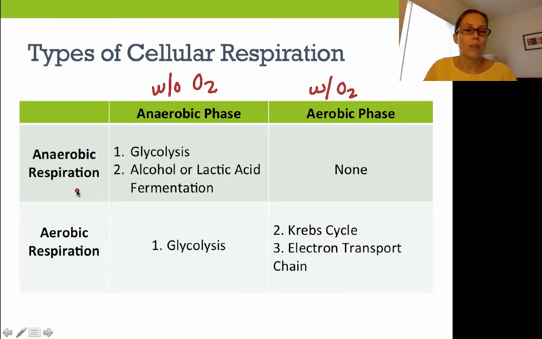Okay? So in anaerobic respiration, the anaerobic phase is glycolysis. And then it goes on to either alcohol or lactic acid fermentation, depending on what product we're making. There's no aerobic phase because anaerobic respiration doesn't use oxygen. In aerobic respiration, we start out with glycolysis, which doesn't use any oxygen, but then we head on over to the Krebs cycle and the electron transport chain, which do use oxygen. So keep an eye out for that when we talk about aerobic respiration.